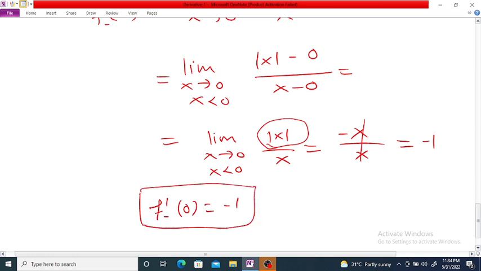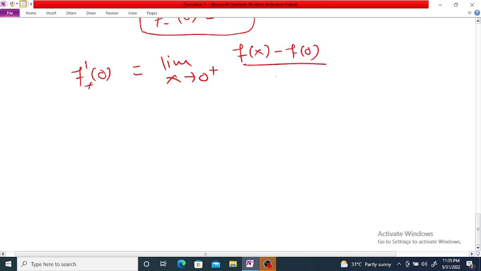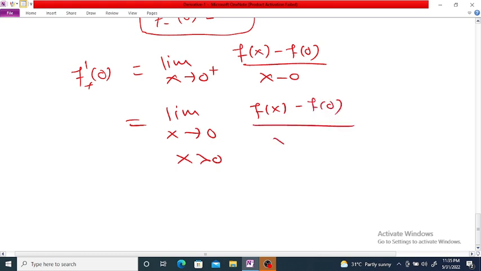And what is the right hand derivative? So right hand derivative is equal to f'(0+), which is equal to limit x tends to 0 plus of [f(x) - f(0)] divided by (x - 0). Now what is limit x tends to 0 plus? It implies limit x tends to 0 but x is greater than 0, [f(x) - f(0)] divided by (x - 0).